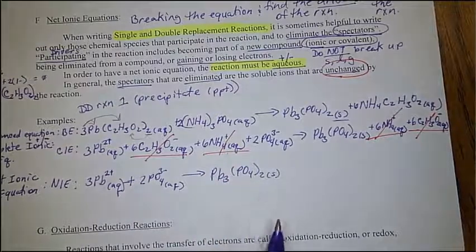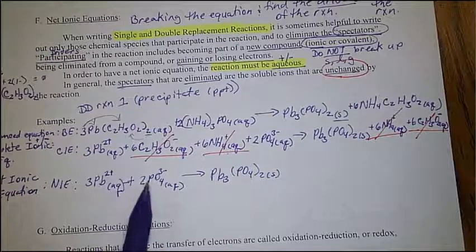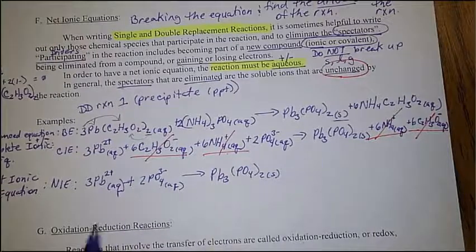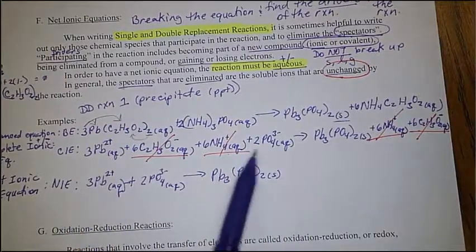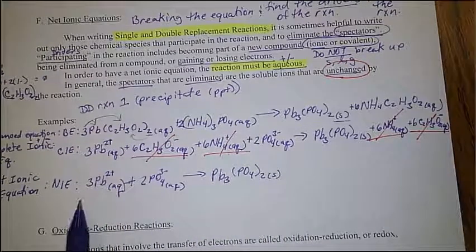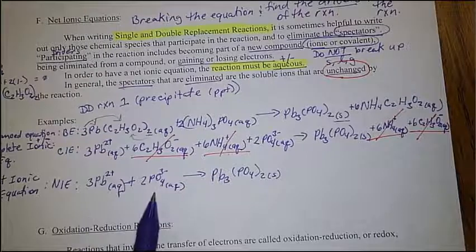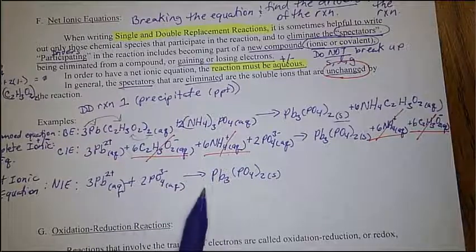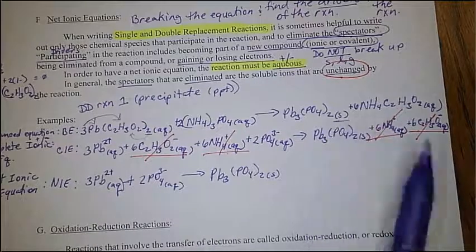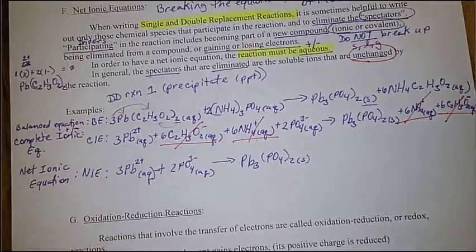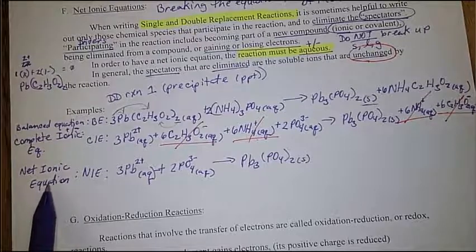Notice that whatever you have in the reactant will make up your product that is left over. You don't have anything extra. So this right here is what's causing the reaction to occur. If we didn't have lead and we didn't have phosphate in this reaction, your reaction would not occur and none of this would be formed. So that's our Net Ionic Equation that I have.